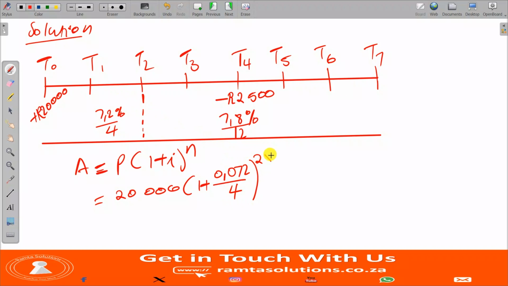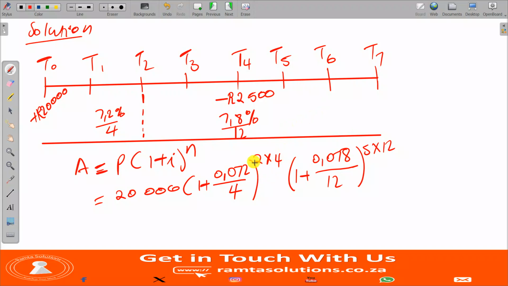For the first 2 years, it will be 2 times 4. Then, obviously, it gains another interest of what? 1 plus 0.078. Remember, 7.8% is similar to 0.078. So 0.078 over 12, right? Over 12 to the power. How many years do we have? It's 5. Let's confirm. 1, 2, 3, 4, 5. Yes, indeed, it's 5. So it's 5 times 12. So in 5 years, how many months do you have? You have 60 months, isn't it?